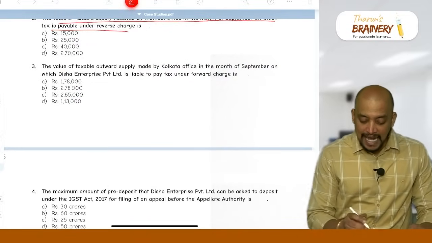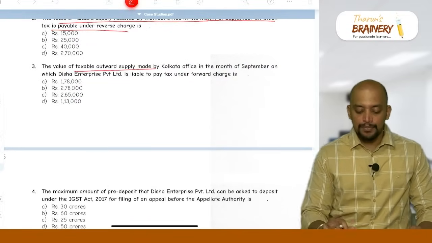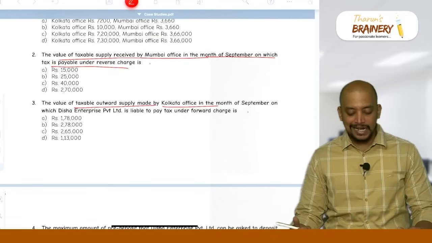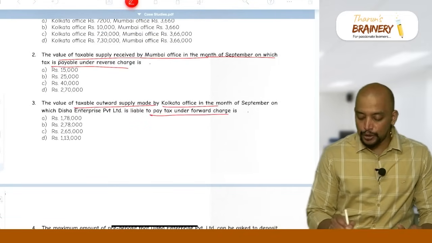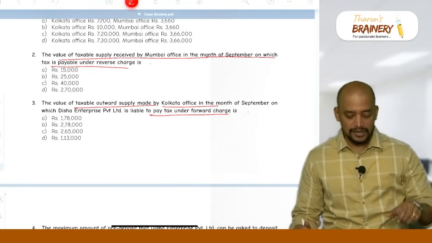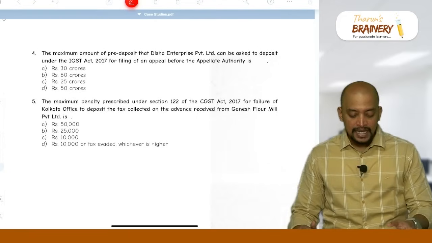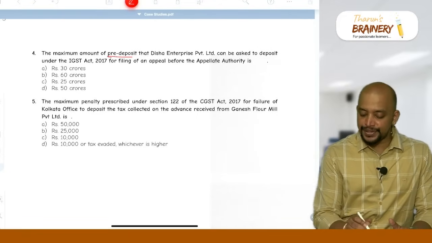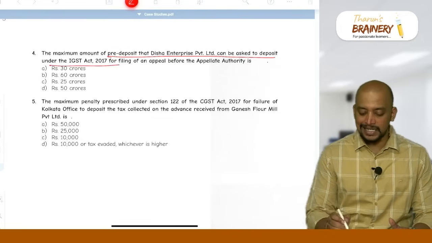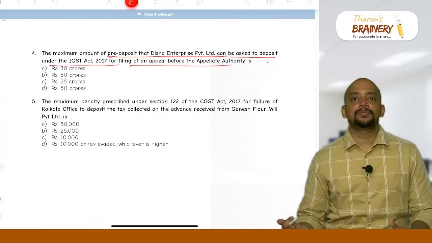Then the value of taxable outward supply made by Kolkata office in the month of September on which Disha Enterprise Private Limited is liable to pay tax under forward charge. So while analyzing all transactions, we need to keep that in mind. Then the maximum amount of pre-deposit that Disha Enterprises Private Limited can be asked to deposit under IGST for filing an appeal before appellate authority.